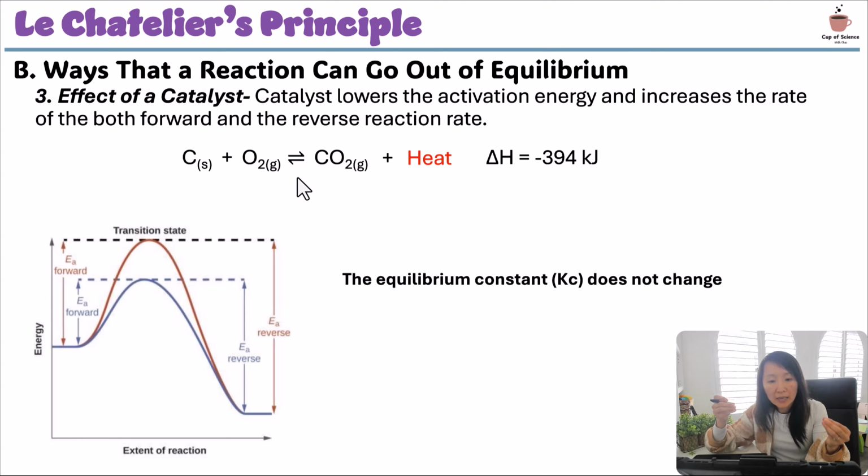So what the catalyst does is just make the reaction go faster, whether the reverse or the forward reaction, but it's not going to affect the equilibrium constant. So it's not going to shift the equilibrium. This has no change on the equilibrium in itself. It just makes the reaction go faster. That's all it is.